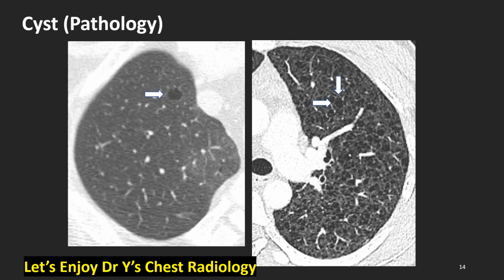Cyst pathology. Arrows indicate cysts, lung cysts. On your right side, this patient has LAM, lymphangioleiomyomatosis.